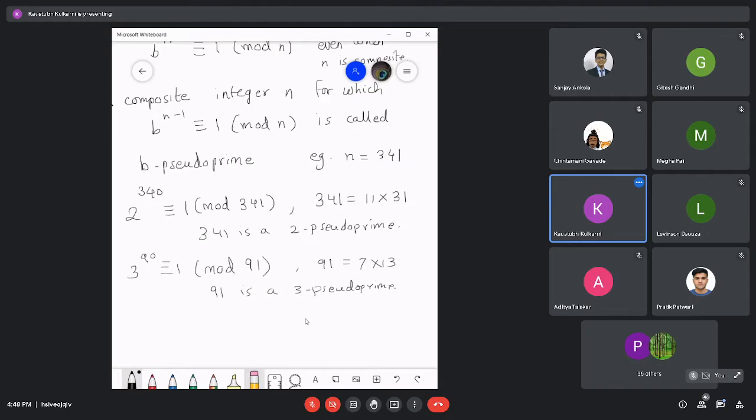So this was about primality testing and factorization. Now the next thing to cover is, any questions, any doubts up to this point?